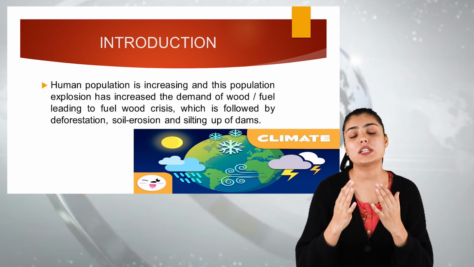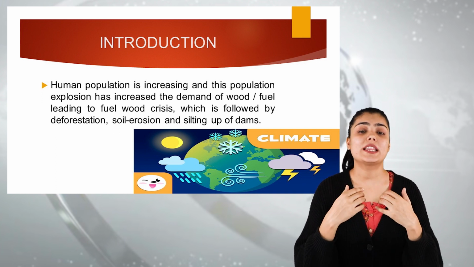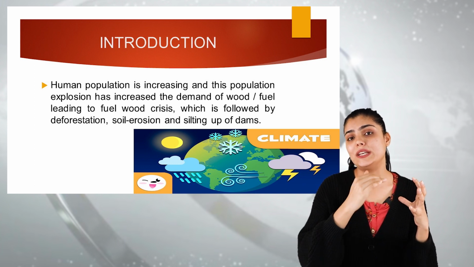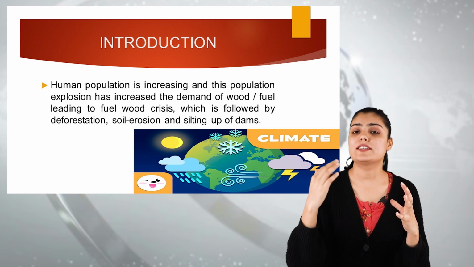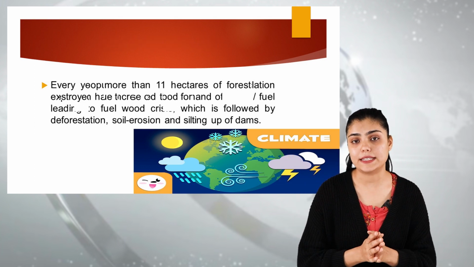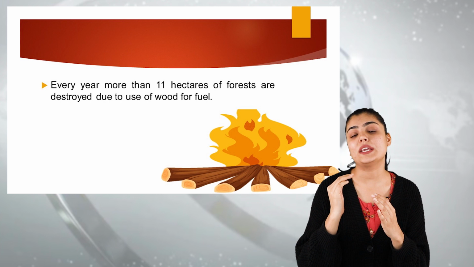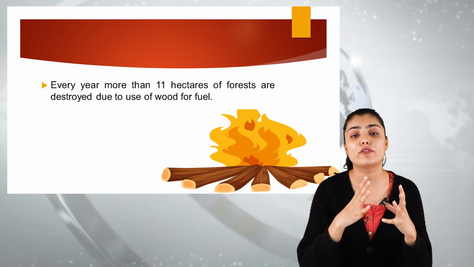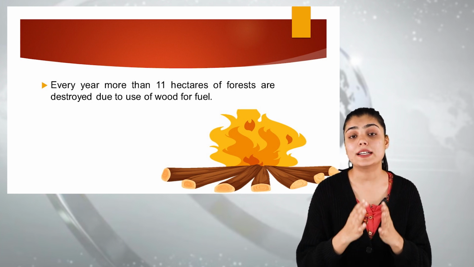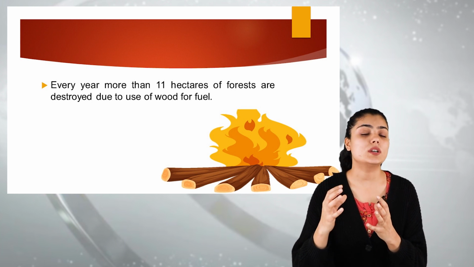When there is deforestation, it is obvious that soil erosion will follow, and so there will be a decrease in the fertility of the soil and a decrease in the production of food and fruits. So one particular aspect will lead to the deterioration of various different factors, which will disturb the entire ecosystem and the entire environment. Can you imagine that every year more than 11 hectares of forest are being cleared due to the increased demand for fuel and wood? For using fuel and wood, obviously the forest has to be cleared, and 11 hectares of forest is cleared for using fuels and woods every year.